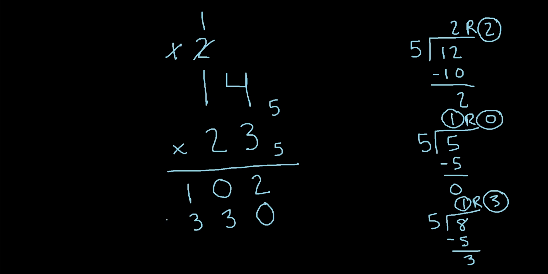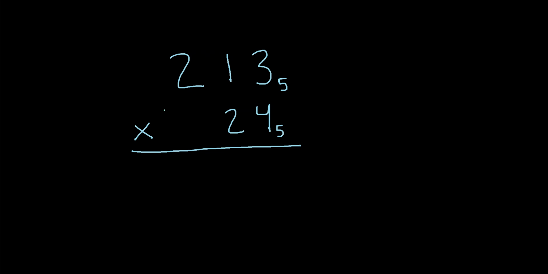Okay, so the very last step is we're going to add these values. So let's see what we get. 2 plus 0 is 2. 0 plus 3 is 3. And 1 plus 3 is 4. So our final answer is 4, 3, 2. And we'll write a little 5 right here to indicate that it's a base 5 number.